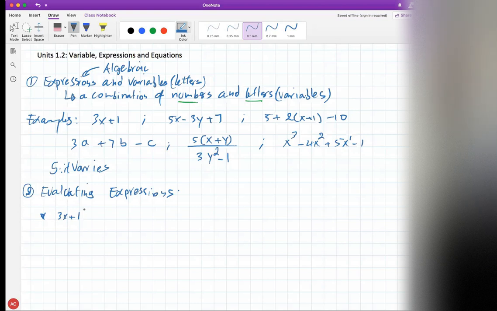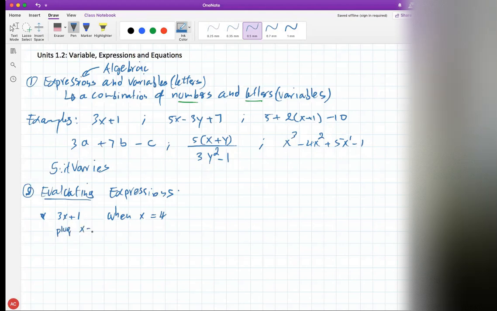So let's say you want to evaluate this expression when X is, for example, 4. So when X is 4, what would the value of this expression be if X is 4? 13. 13, that's right. So this will depend on the value of X. So when X is 4, if you plug 4 here, it will be 3 times 4, which is 12, plus 1 is 13.